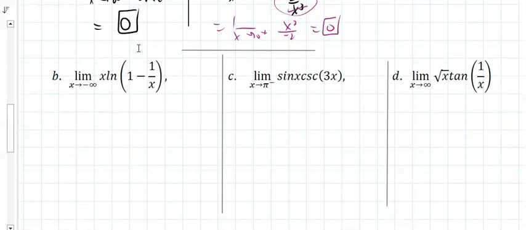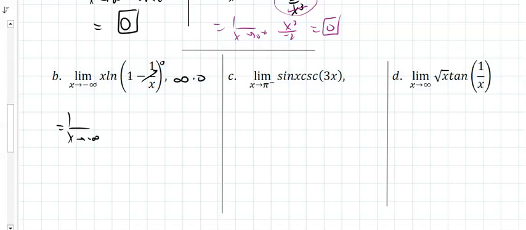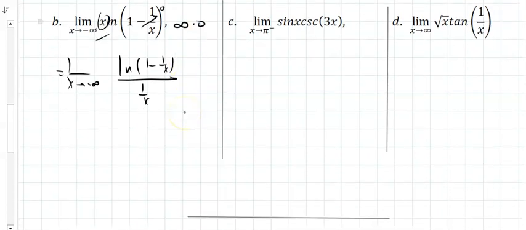So infinity times 0, I know what to do. How about these problems? This is infinity. As x approaches infinity, that will approach 0. Natural log of 1 is 0. So this is infinity times 0. And again, we don't touch logs. You should know that. So we take the limit as x approaches negative infinity of natural log of 1 minus 1 over x divided by, this is x over 1 divided by the reciprocal of that. And as you see, I could multiply by the reciprocal and get that back.